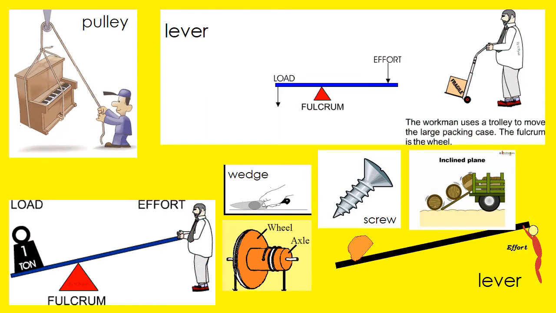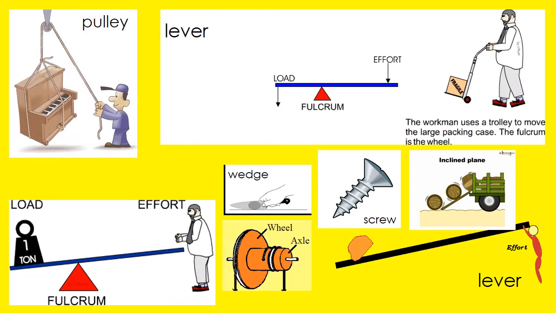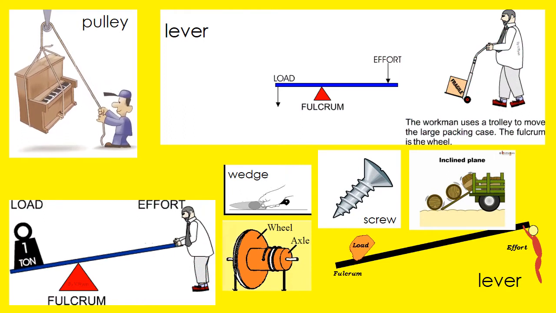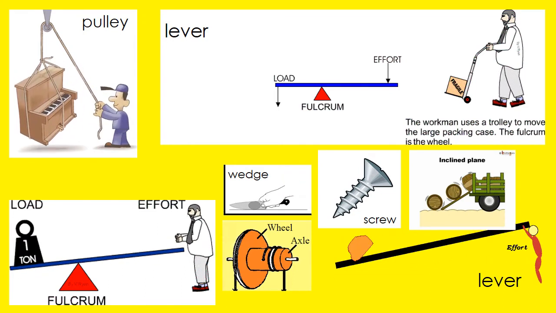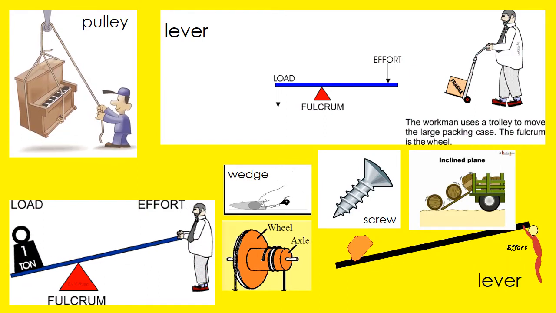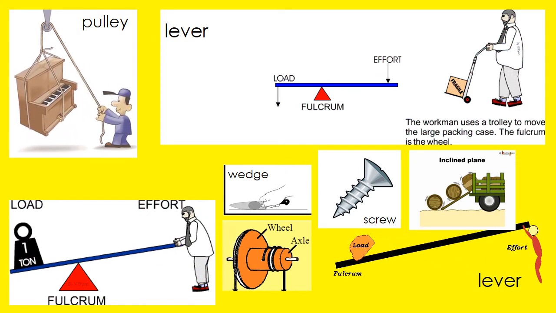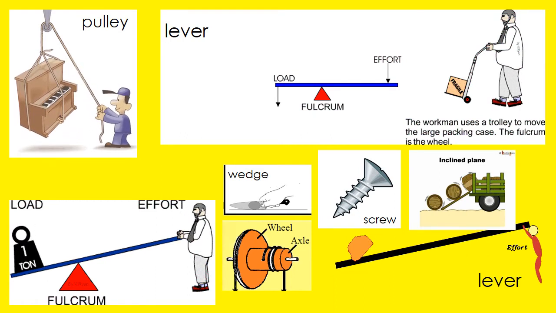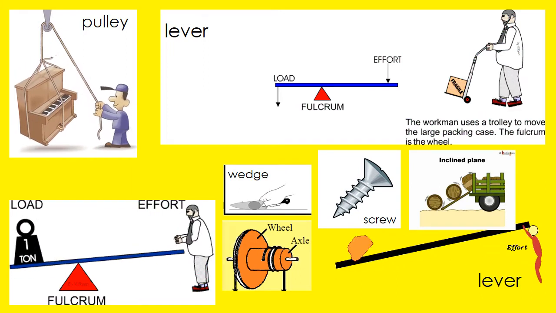This is a knife, and this is a wedge. A wedge cuts things. Okay, so what type of machine is this? A knife. And what type of simple machine is it? It's not a complex machine. It's a simple machine. What type of simple machine is a knife?